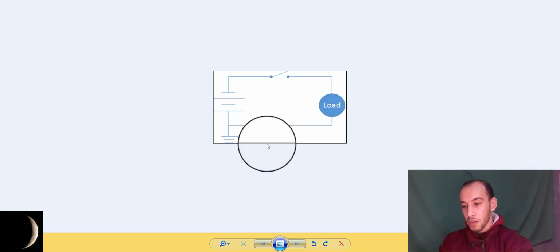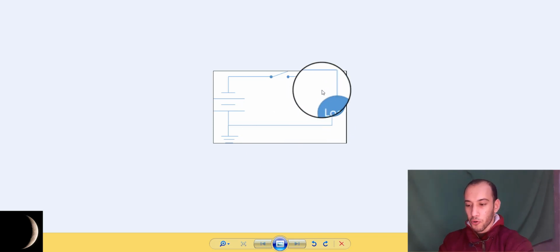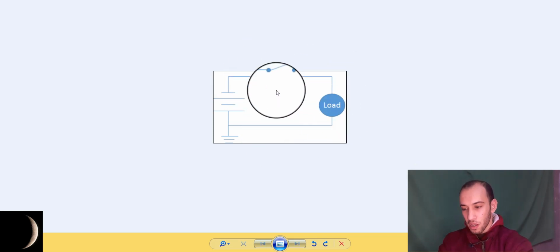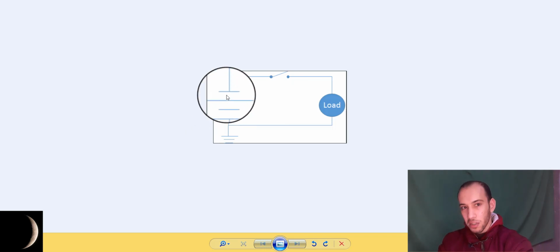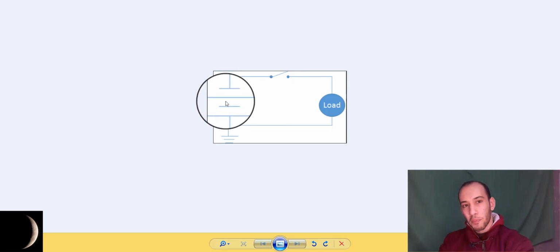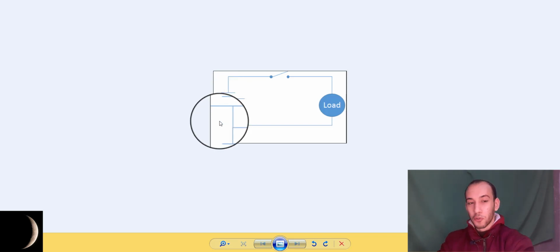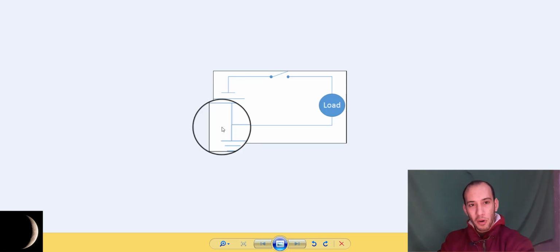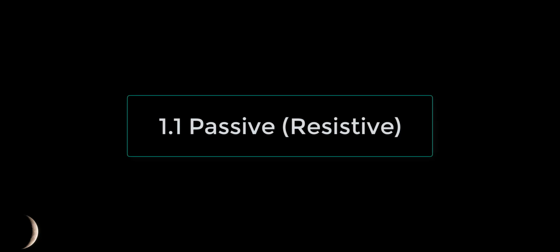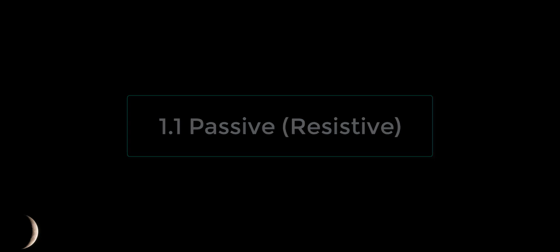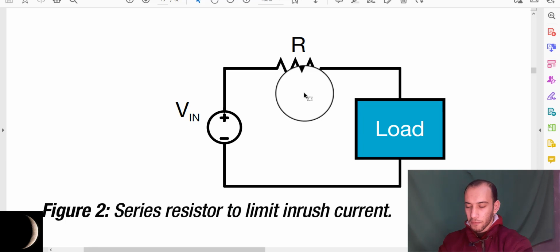So we have three problems of inrush current: a problem with the load, a problem related to the switch, and a third problem related to the power supply. And what are the solutions to this effect? We have two solutions: passive and slew rate control. Let's speak about the first solution, which is called the passive solution. In this solution, we have two sub-solutions: resistive and NTC, or negative temperature coefficient.